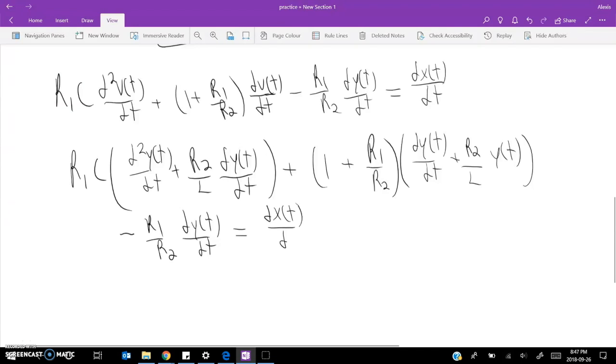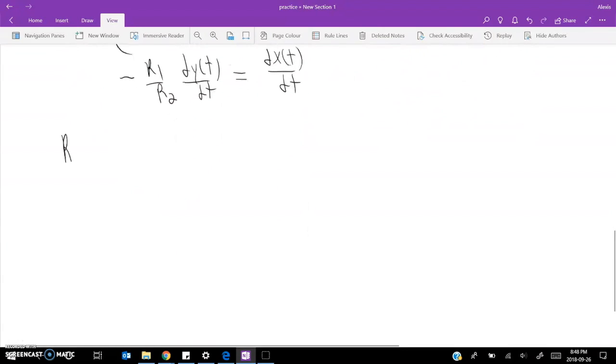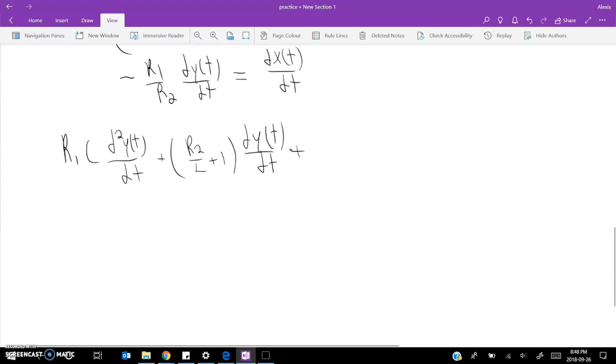And then all we have to do now is simplify our equation and group our common terms, and we would obtain R1 multiplied by C, second derivative of y of t, plus in brackets R2 divided by L plus 1 multiplied by our first derivative of y of t plus in brackets 1 plus R1 divided by R2 multiplied by y of t, and all of this would be equal to our first derivative of x of t. So this is our final solution to the circuit. We have found an ODE which relates its input to its output.